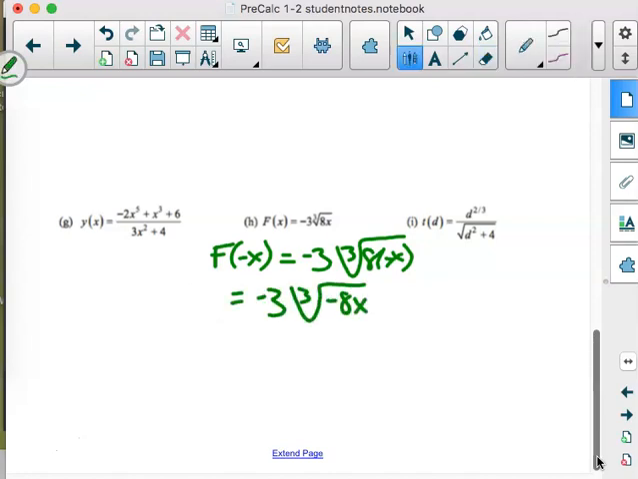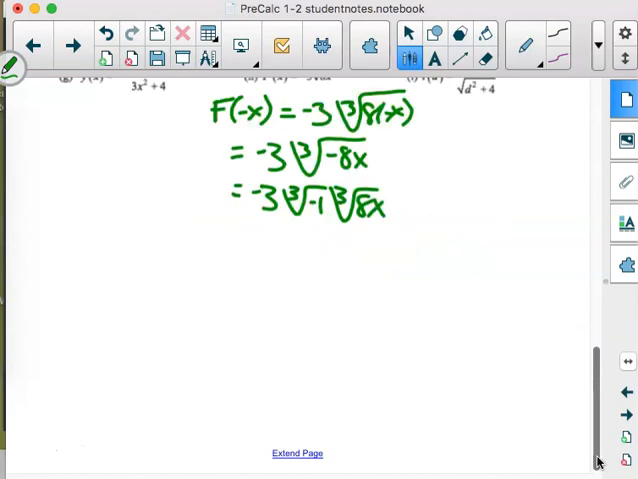cubed root of -8x. But since this process is all about negatives, I start to think, could I simplify out that cubed root of a negative somehow? Sure I could, because this is really the cubed root of -1 times the cubed root of 8x. And I know the cubed root of -1. That's -1. So the -3 times -1 will make this 3 cubed roots of 8x.